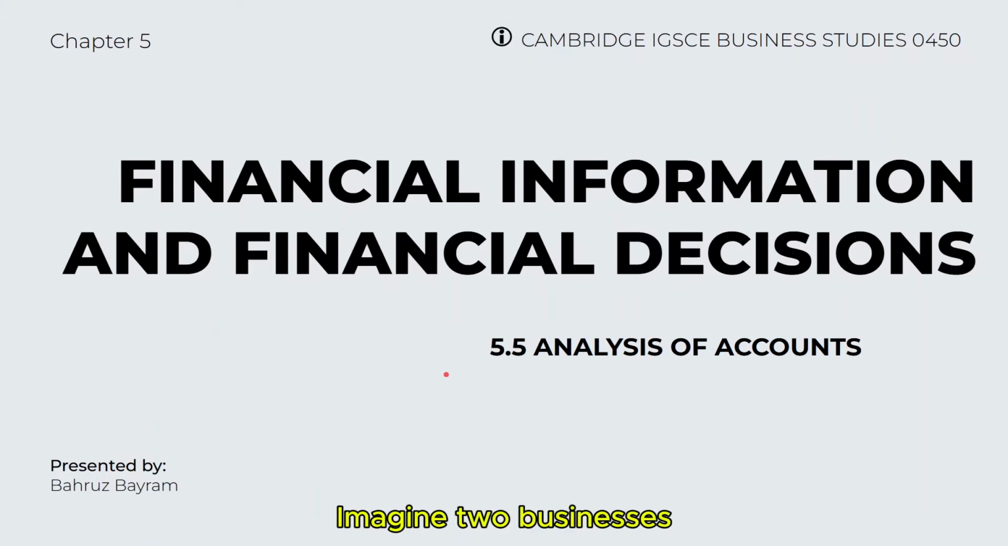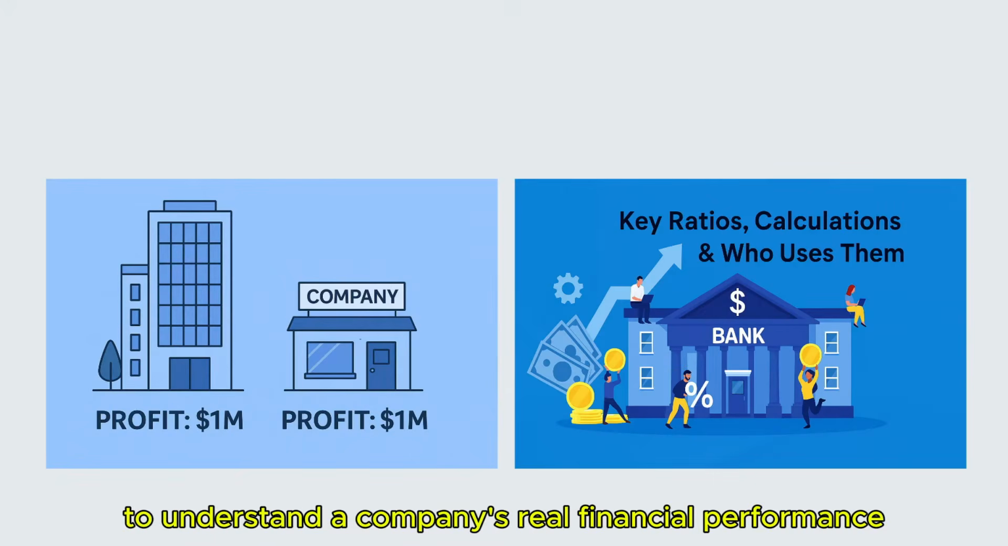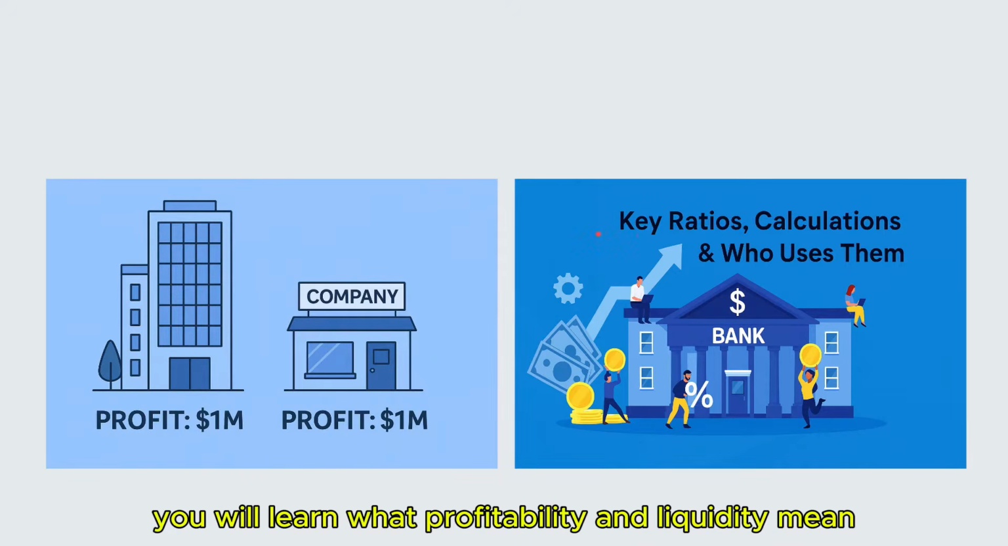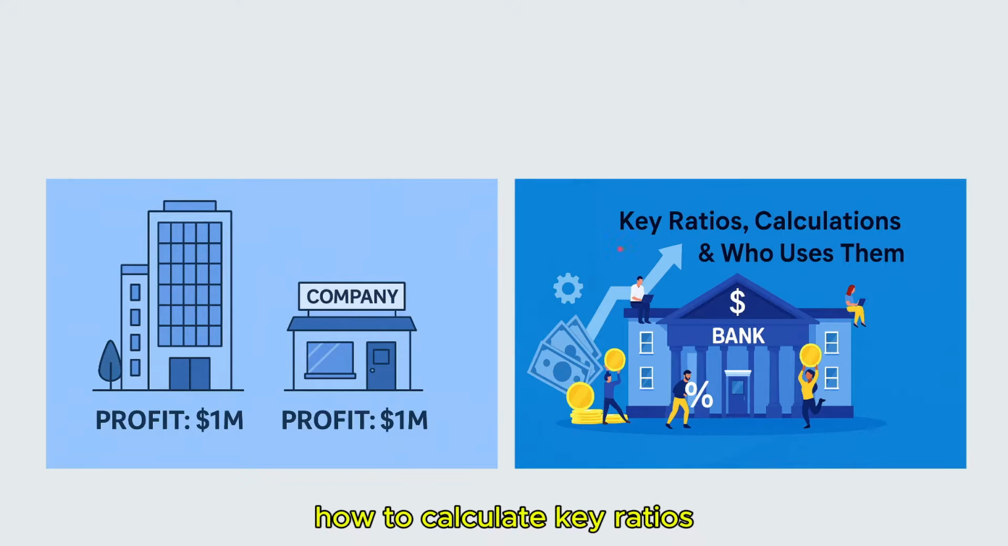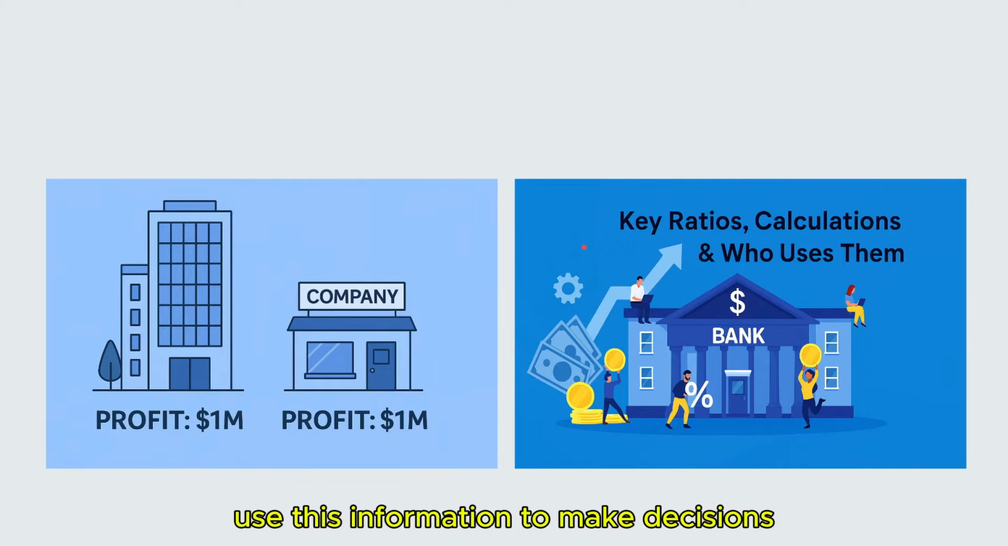Imagine two businesses, both earning $1 million in profit, but which one is actually doing better? In this video, we'll find out how to analyze accounts to understand a company's real financial performance. You will learn what profitability and liquidity mean, how to calculate key ratios, and how different people, from managers to investors, use this information to make decisions.